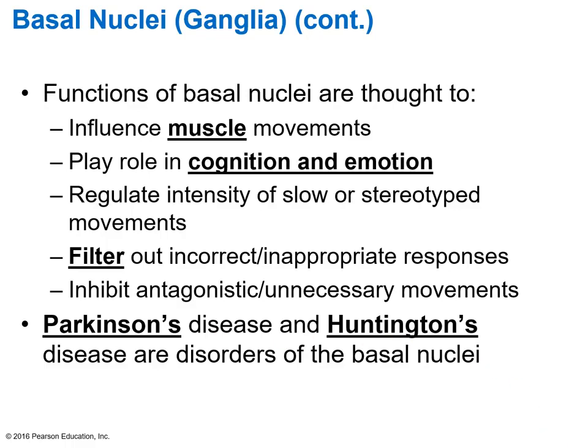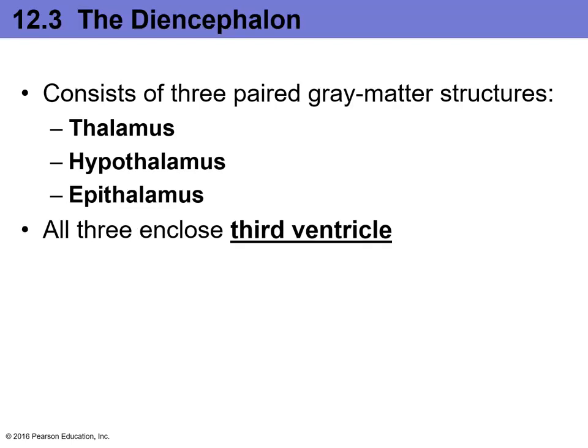Parkinson's disease and Huntington's disease are disorders that do affect the basal nuclei. This is helping to control movement so that you have a nice, smooth, controlled, regulated movement, which is why you tend to get the tremors when that has been affected.